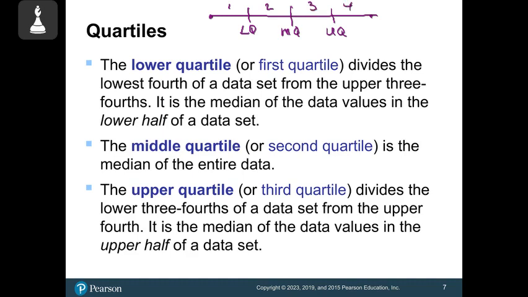It will also be the median, or the middle, of the lower half. So if I find the exact middle, the lower quartile is in the middle of the bottom. The middle quartile is also called the median. And then we have the upper quartile. That's going to be the upper quarter, with 3 sections of 4 below. Because it's on the upper side, it is also the middle of the upper half of the data set.